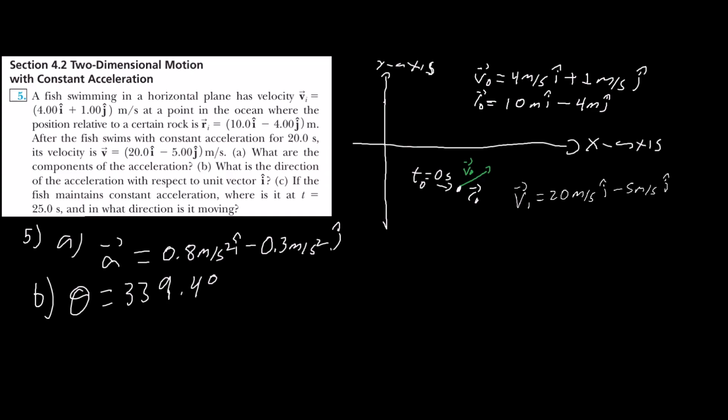All right, now part C. Sweet. This part is a bit involved. Where is it at t equals 25 seconds, and what direction is it moving? But before we do this problem, understand that it's emphasized that it has a constant acceleration for 20 seconds. What's strange about this problem is that it could just be asking what its position is at 20 seconds. Since we're finding all these components, it's weird that they're suddenly asking what is the position.